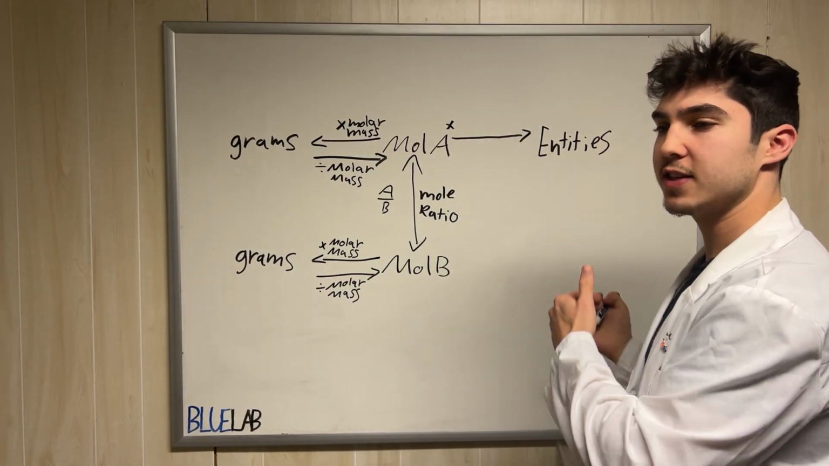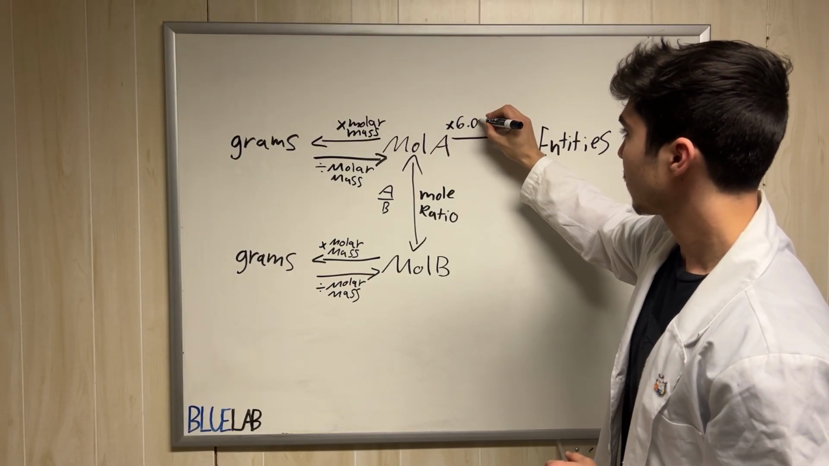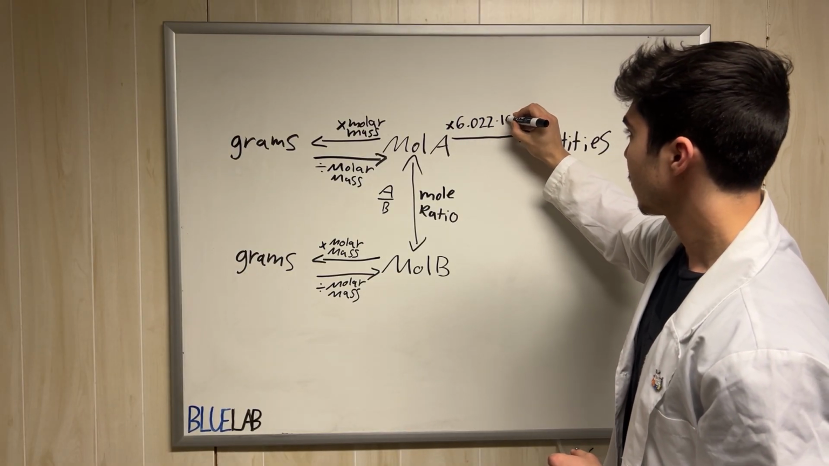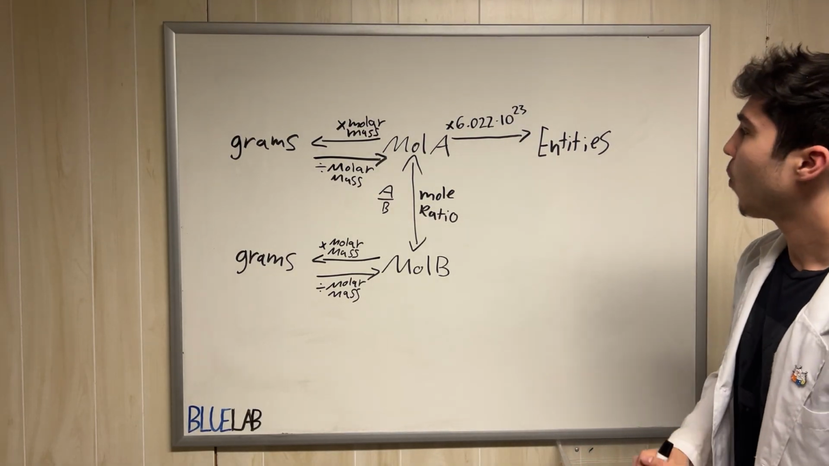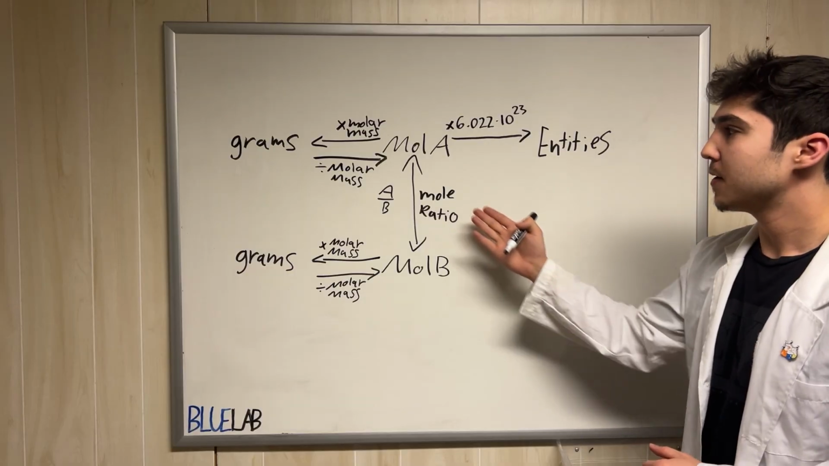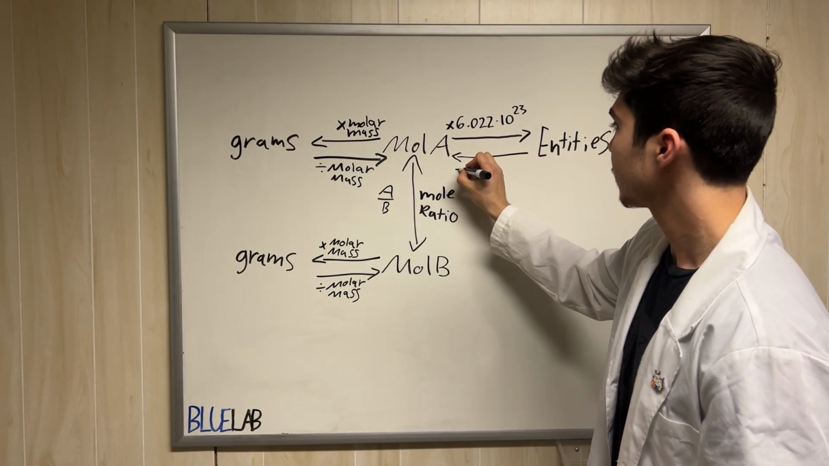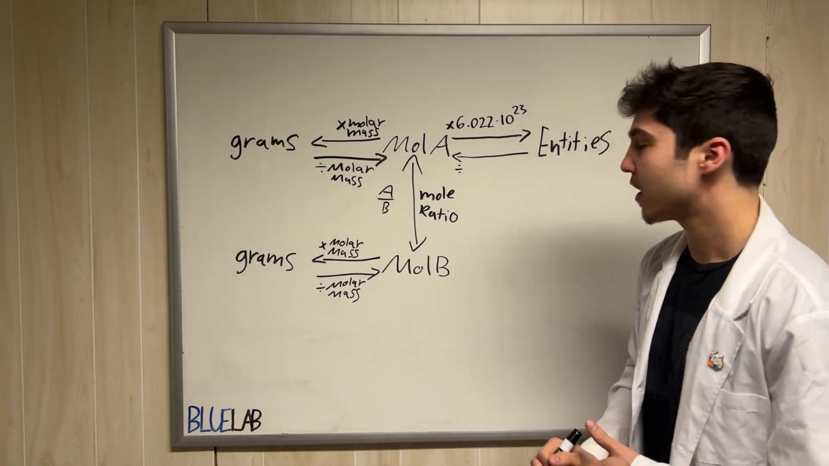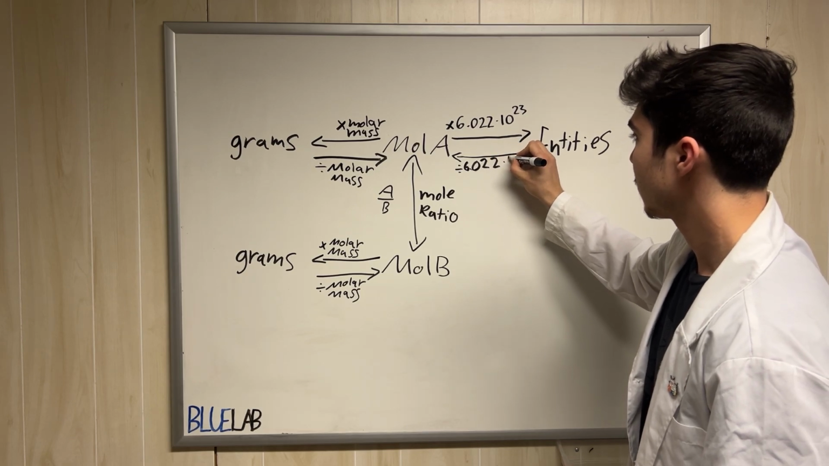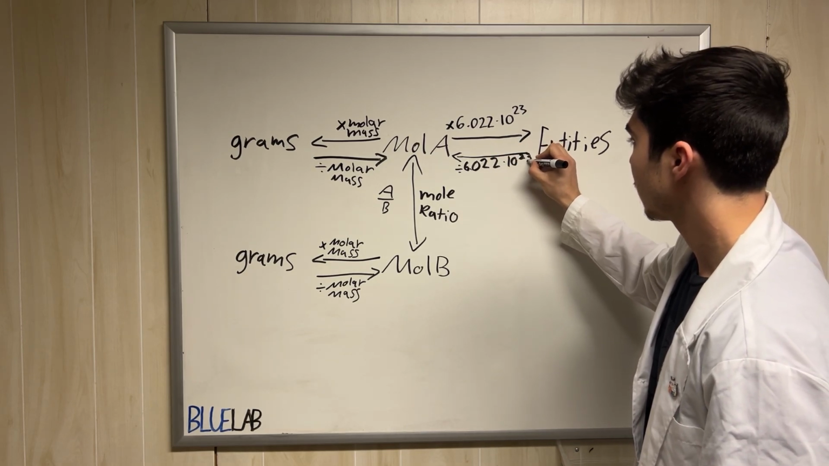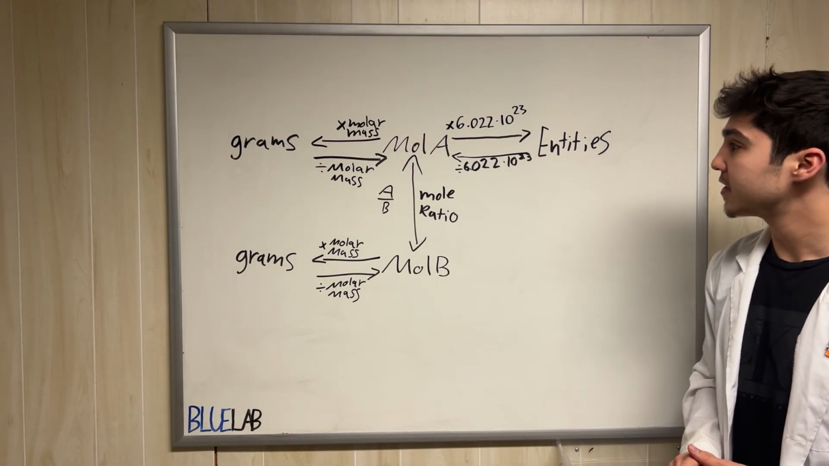Specifically, from moles to entities, you're going to multiply by Avogadro's number. Now I'm sure you can already assume what we're going to do if we were trying to convert from entities back to moles. We will divide by Avogadro's number. Easy enough. And we're going to replicate that step again for moles of B.